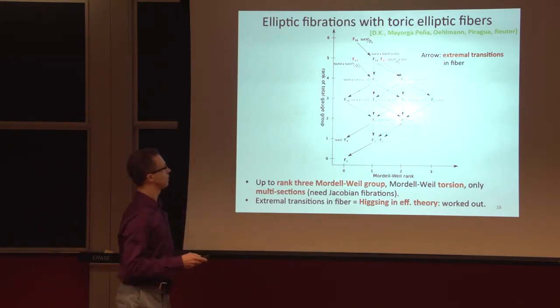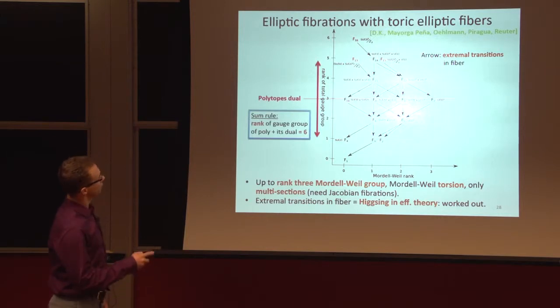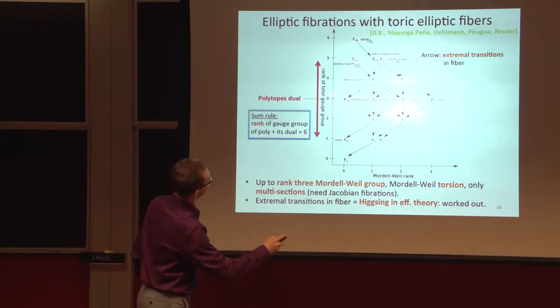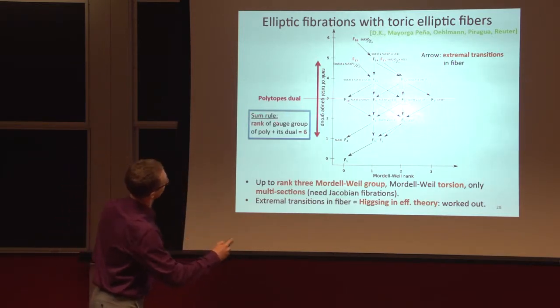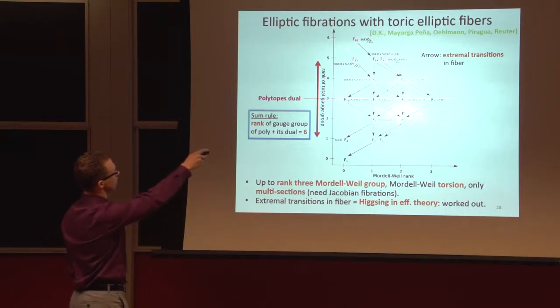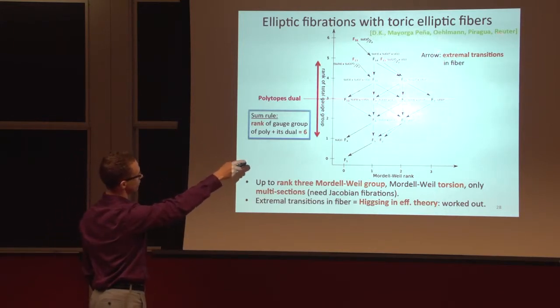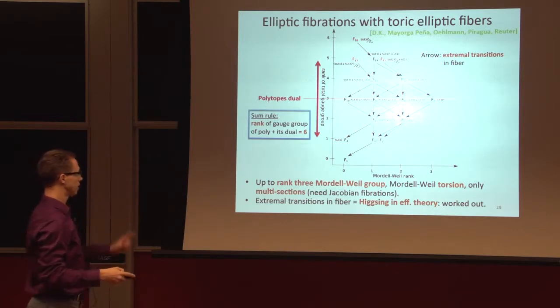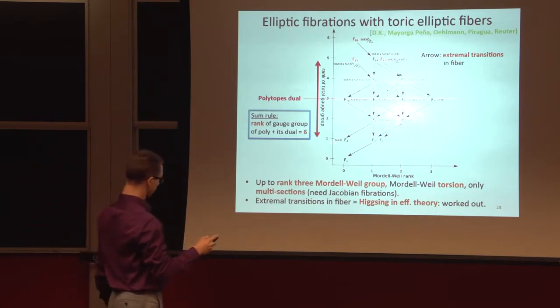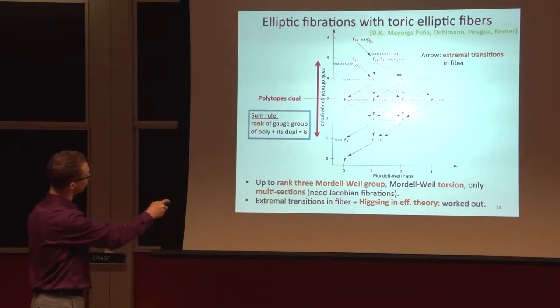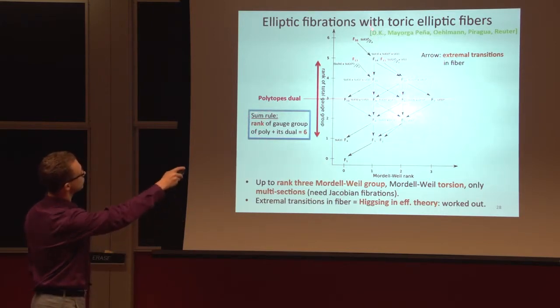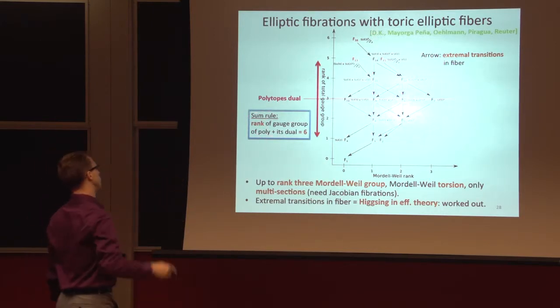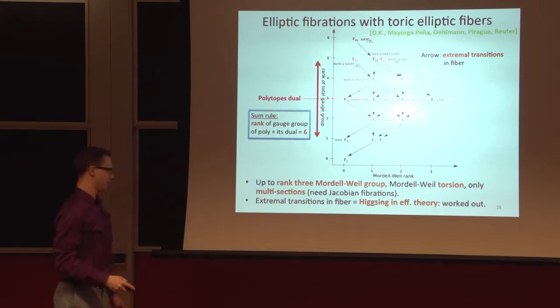So let me just point out two features of this figure. So this figure is nicely symmetric around the rank 3 line. And this is actually nice because the polytope is on top of it, and the polytopes below this line are actually dual to each other, so they're related by mirror symmetry. And there's a nice sum rule, namely that the rank of the gauge group of the polytope and of its dual always adds up to 6.